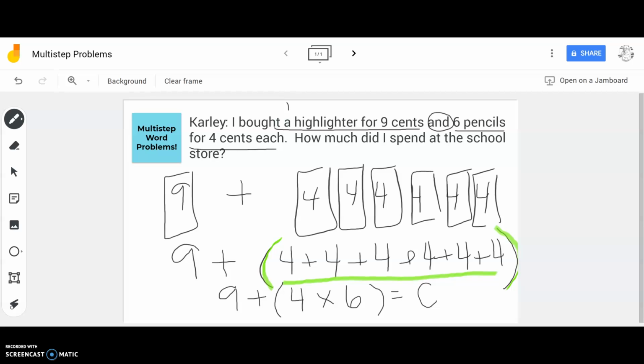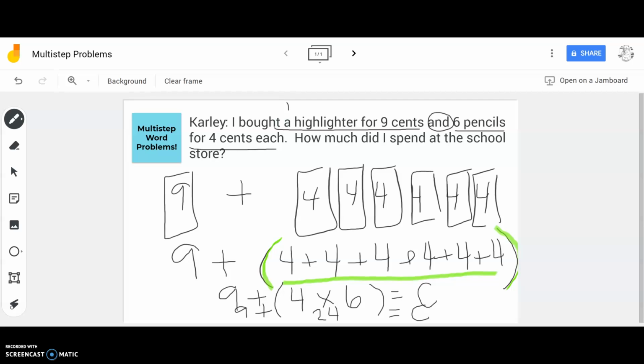Now I broke my story down into a picture, and then I broke it down into parts. I have my highlighter as one part and my pencils as another part. And I'm putting them together because of the word and. So I'm really paying attention to every piece of this story. My parentheses tell me I need to solve that by itself. So 4 times 6, I know, is 24. So now I have 9 plus 24 equals C.